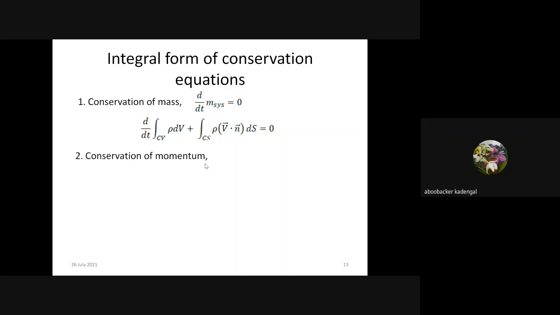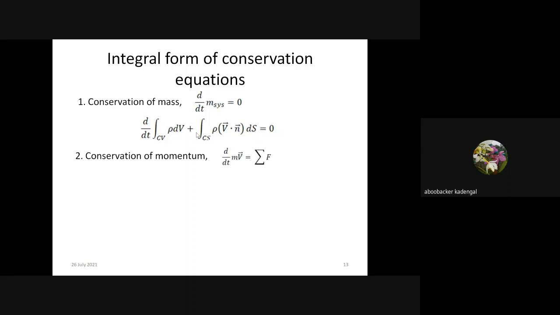The next is the conservation of momentum. The rate of change of momentum is proportional to the force, which is Newton's second law. The rate of change of mass is zero, whereas the rate of change of momentum is not zero; it is proportional to the force. This is the conservation of momentum equation, or Newton's second law, and when applied to fluid flow it is popularly known as the Navier-Stokes equations.